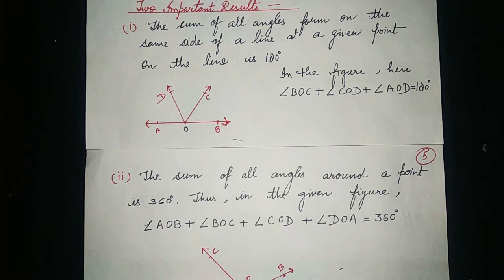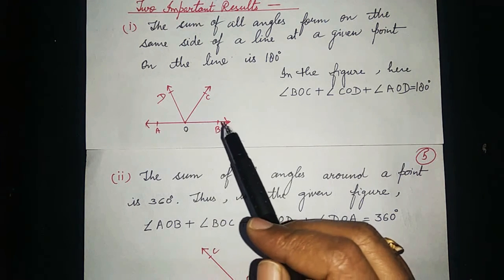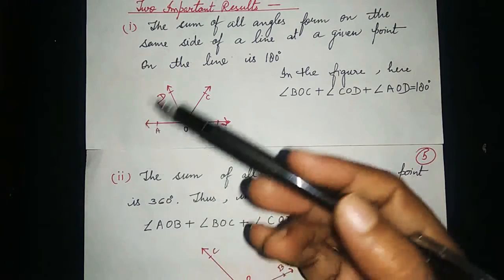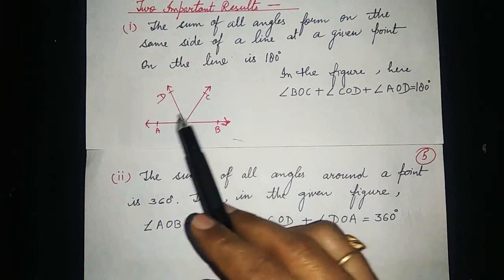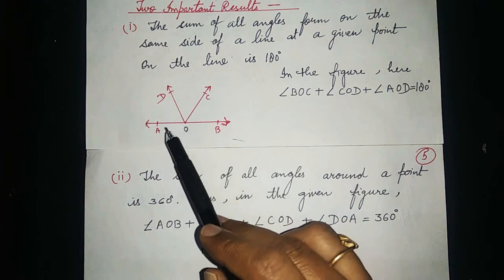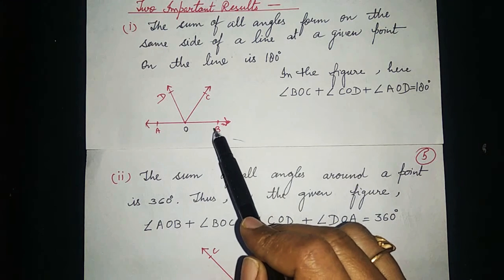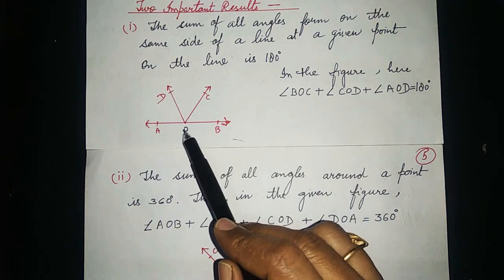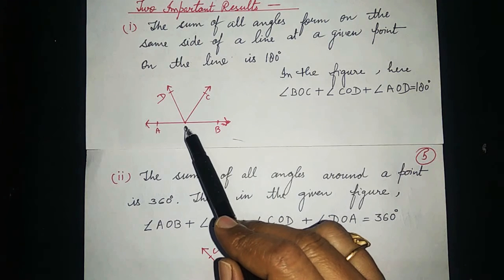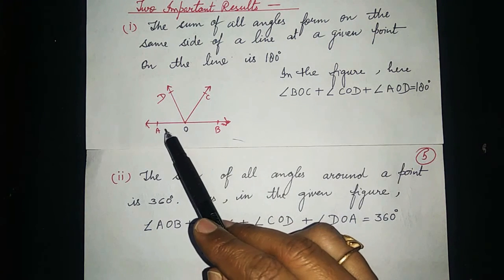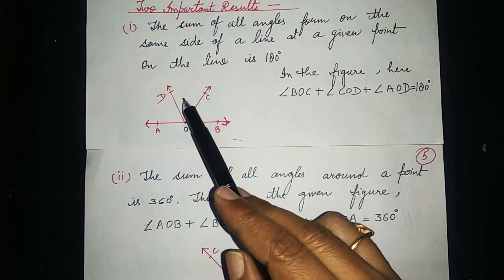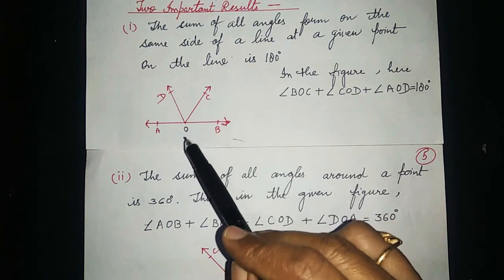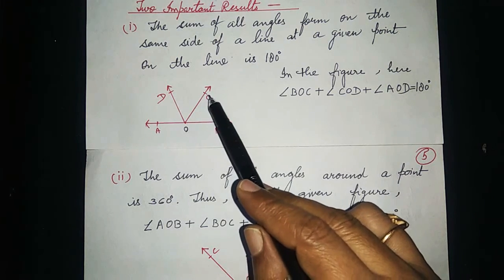Now students, I will tell what happens when the angles form on the same side of a line at a given point on the line. Here you see this figure. In this figure you can see a line AB. On this line at the point O, you can see three angles. First angle is angle AOD, second angle is angle DOC, and third angle is angle BOC.